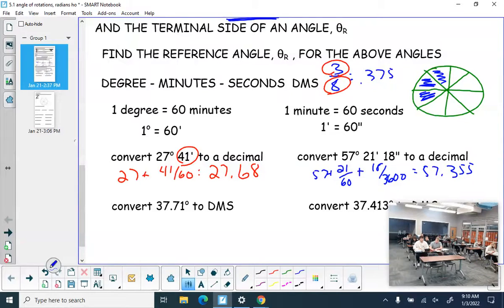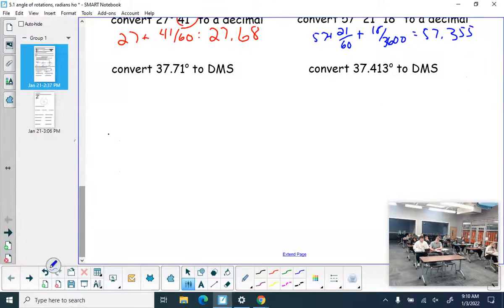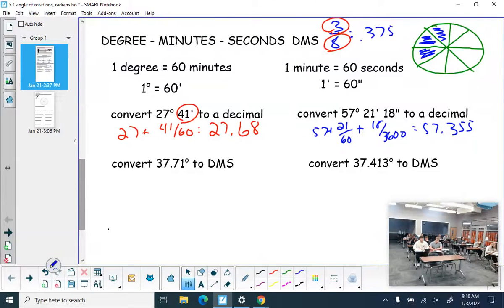Well, what if I had 37.71 degrees, and I want to convert this into minutes and seconds? I want to go the opposite direction. Well, how we came up with a decimal was we divided our 41 by 60 to get our decimal there. We want to go the opposite direction now, from decimals back into the minutes and seconds.